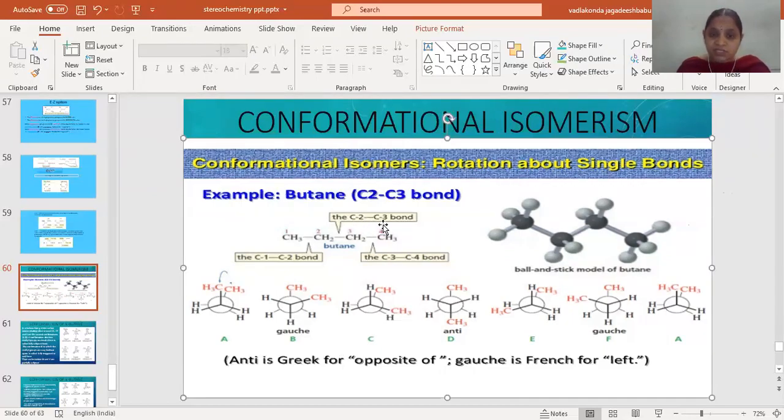Along the C2-C3 bond, if we rotate the molecule, then we will get all the isomers, and these isomers are known as the conformational isomers, and the process is known as conformational isomerism.